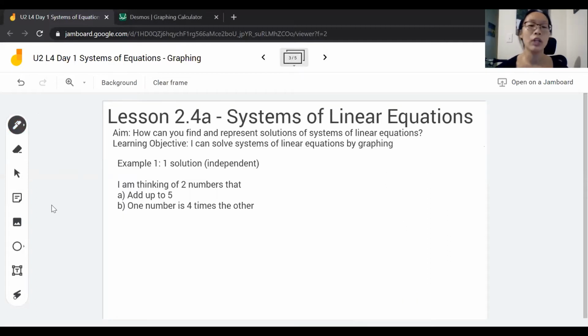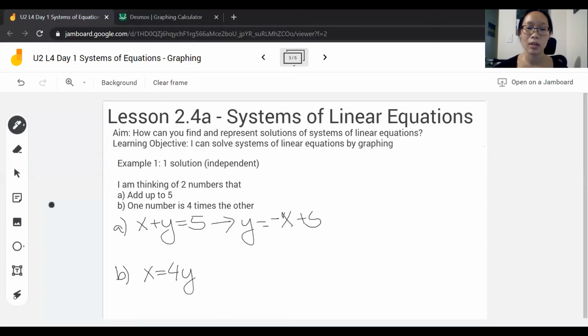Here, I'm thinking of two numbers that add up to 5. I can write that as x plus y is equal to 5, where x and y are my different numbers. And then my second condition is that one number has to be 4 times bigger than the other. So let's say my first number is 4 times bigger than the second one. I can graph this by rearranging and putting it into point slope form. So y is equal to negative x plus 5, and then this becomes y is equal to 1/4 x.